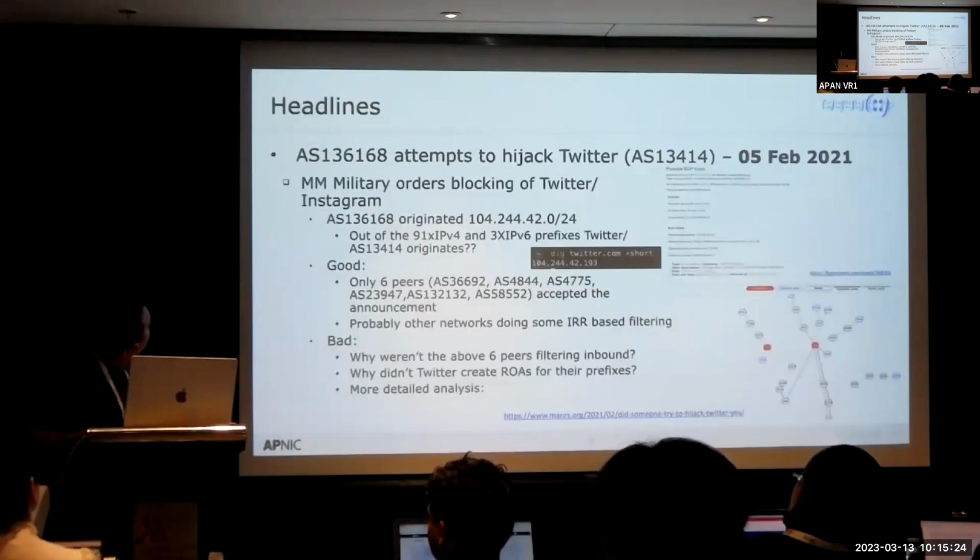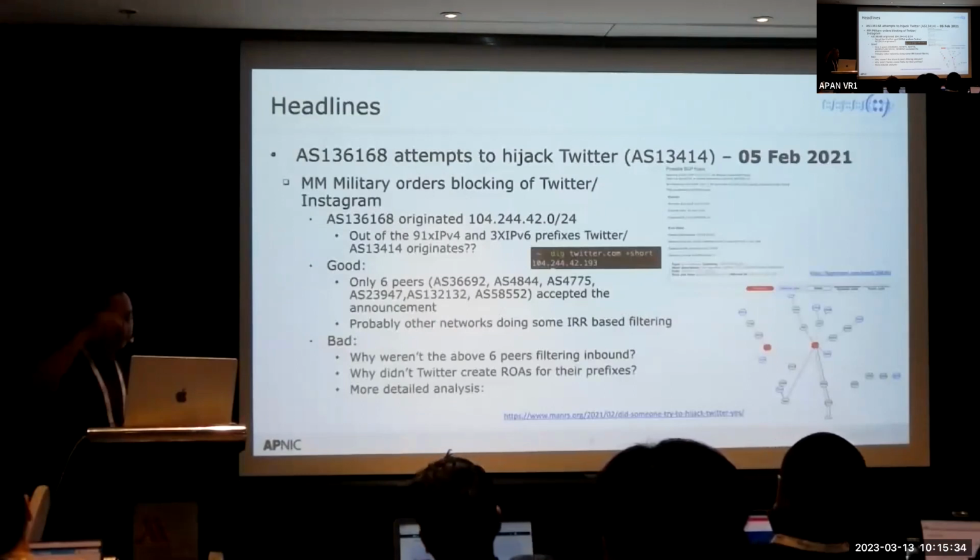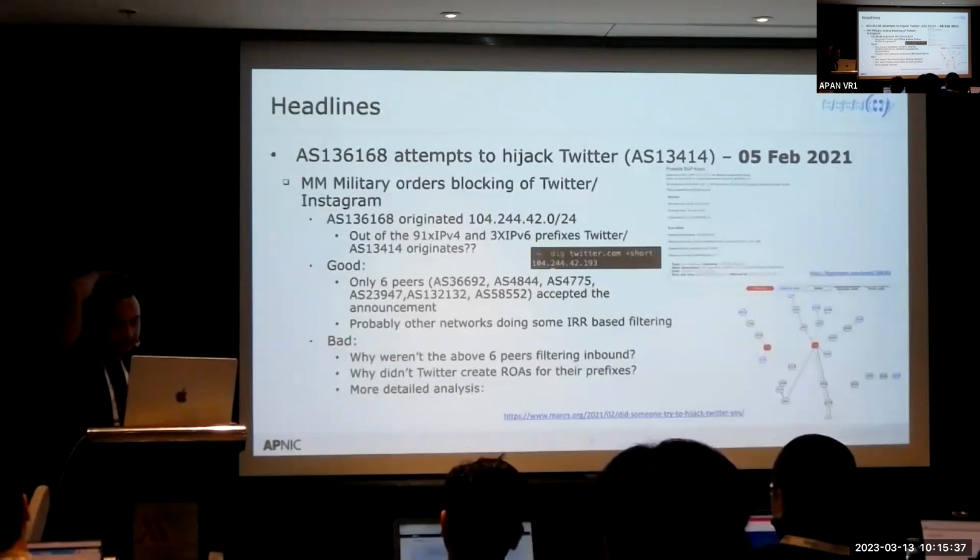And yeah, there was also a hijack on bigger services, large content providers like Twitter, right? So when there was an order from the Myanmar military government on blocking Twitter and Instagram, they originated one of the prefixes mistakenly. So this is also not with bad intent, but it's a mistake, right? So one of the good things is that only 6 upstream providers accepted those prefixes, and others were doing filtering based on IRR, means it's a good thing, there is some kind of adoption that has already been in place.